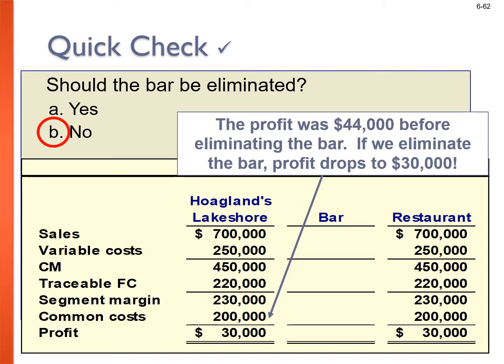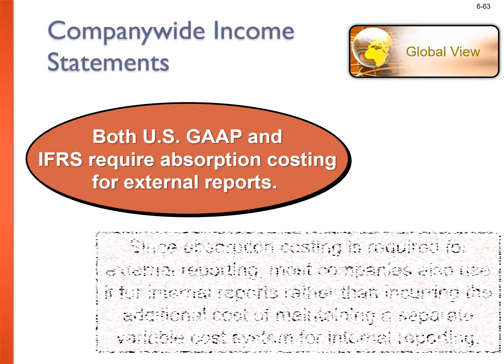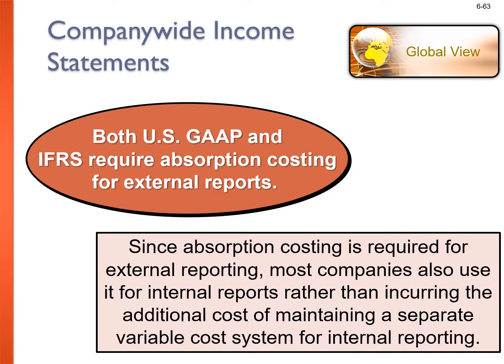So if you eliminate the bar, the contribution margin will no longer be there, or the segment margin, and the common costs would all go to the restaurant. So you need to remember, just because one division or segment is creating a loss in front of you, you need to look at the effect if you eliminated it overall.